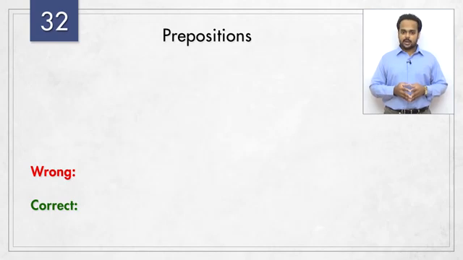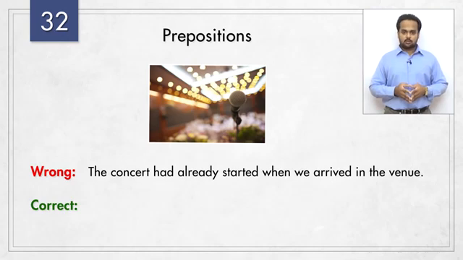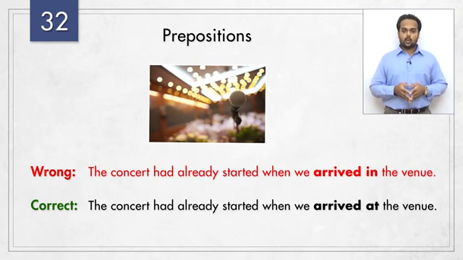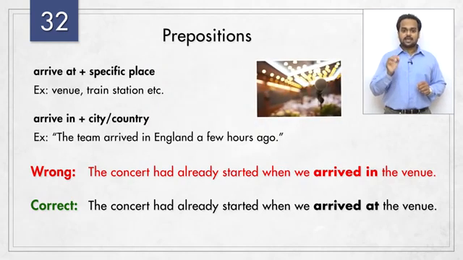Okay, let's now turn to errors in the use of prepositions. The concert had already started when we arrived in the venue. This should be, the concert had already started when we arrived at the venue. One reason that prepositions are so tricky for people learning English is that there can be different rules for different verbs for which prepositions to use. With the verb arrive, we use at to talk about reaching a place. But if we're talking about a city or a country, then we use in, as in the team arrived in England a few hours ago.